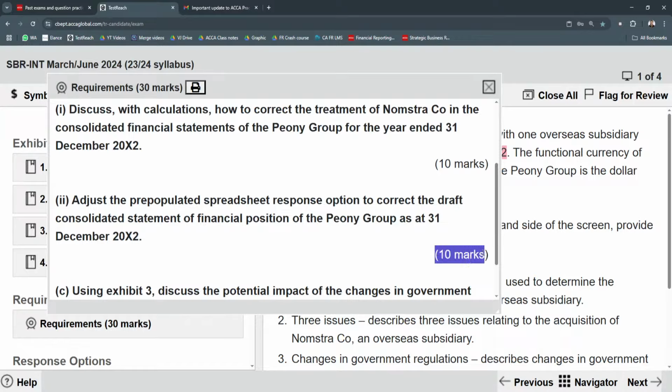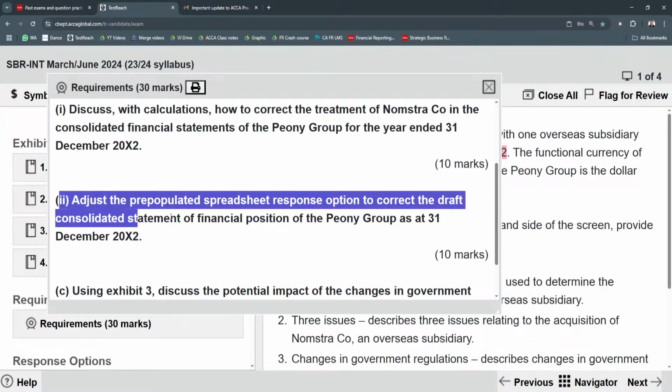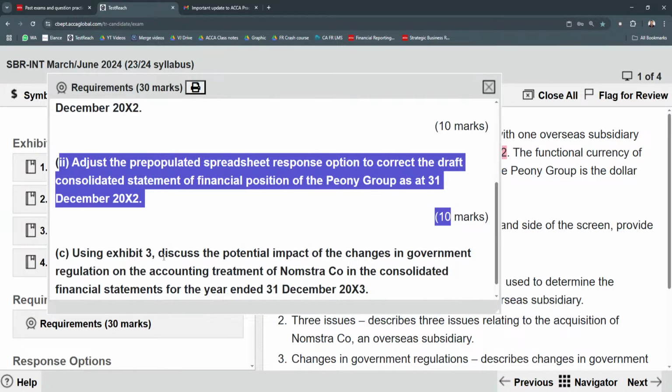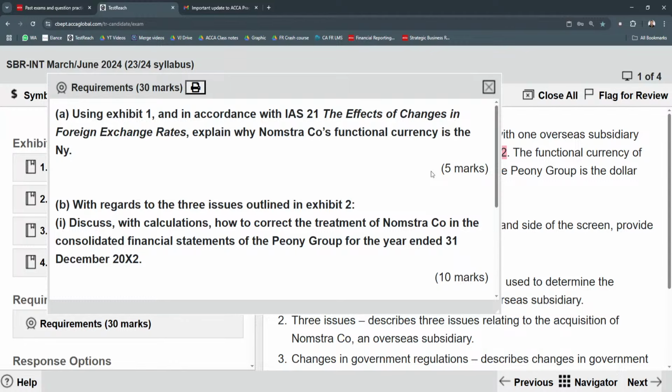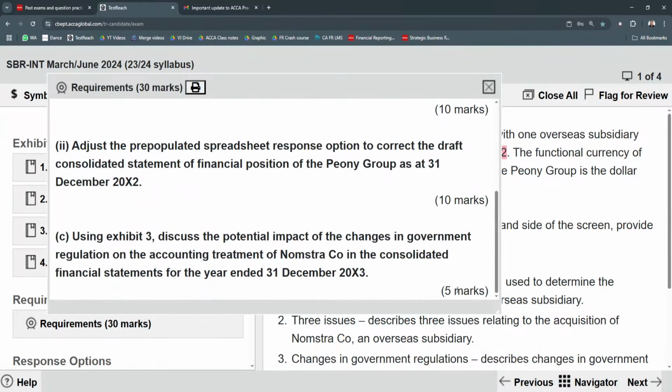So this is here for 10 marks, wherein they would have given you group financial statements. They have given a draft consolidated SOFP, where they would have made certain mistakes which you are required to identify and rectify. It is for 10 marks. This is a calculation based question, not an explanation based question. Now again part C, discuss. Out of 30 marks, how many marks is for discuss and explain? 5 marks plus 10 marks, 15 marks. 15 plus 5, 20 marks is for explanation and 10 marks is for calculation.